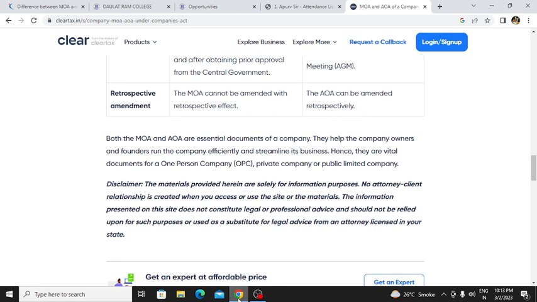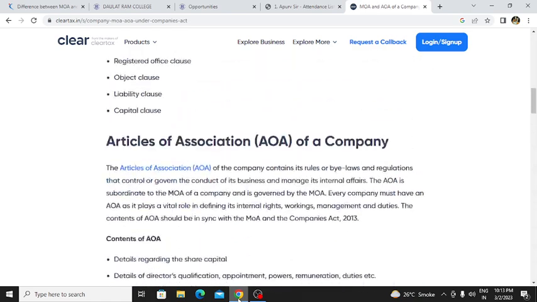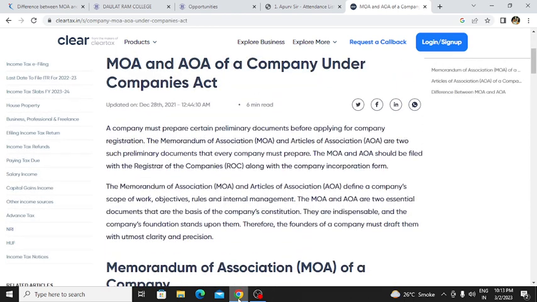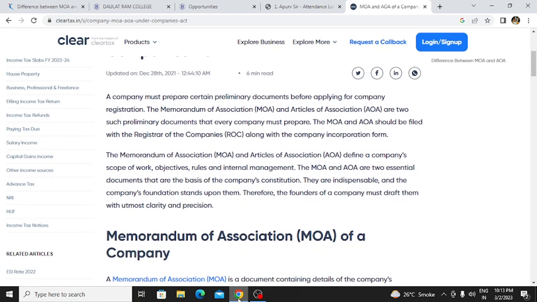So both MOA and AOA are essential documents of the company. They help the company owner and founder run the company efficiently and streamline its business. Hence they are vital documents for an OPC, private company and public limited company. So that is the MOA and AOA of a company. The MOA is the constitution of a company, and both documents are mandatory to prepare, and after incorporation should be filed with the ROC within a particular time.